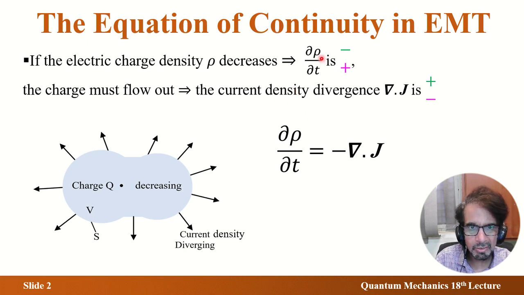If charge density is increasing with time, that means charge is coming into this region from outside. That means this divergence is negative. So if the time derivative of charge density is positive, the divergence of current density is negative. Again, the same relation holds. So that's electromagnetic theory.